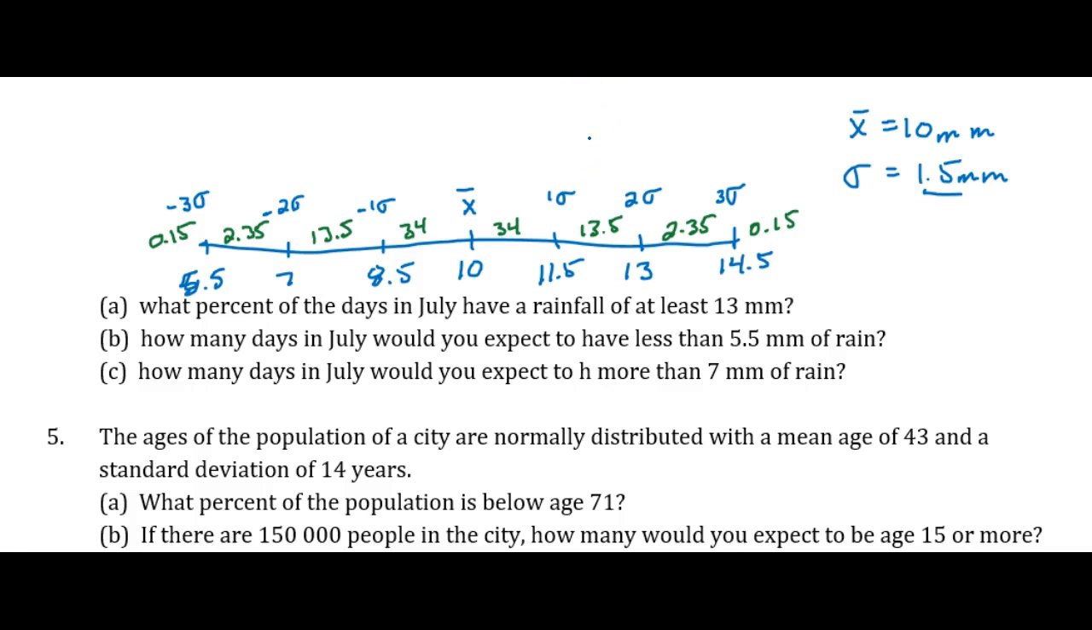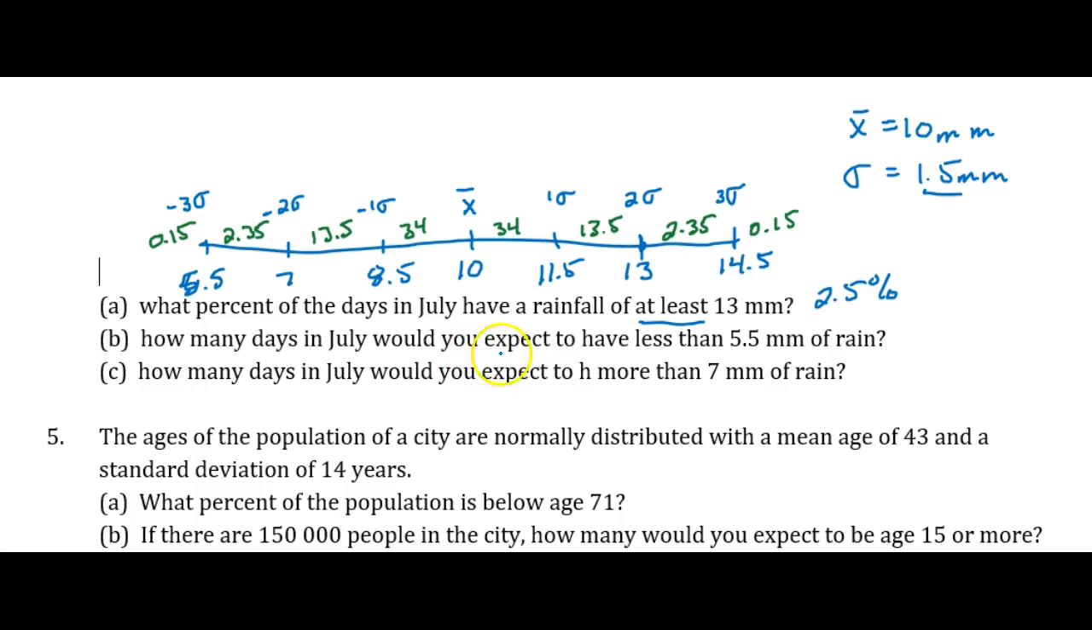Okay, so what percentage of days in July had a rainfall of at least 13 mils? You have 13, and at least means 13 or more. Well, 13 is your benchmark, that's your starting point. So you go from here above and add your percentages in your distribution. So 2.35 added to 0.15, you have 2.5% of days.